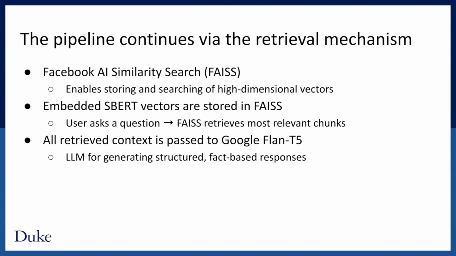And once FAISS retrieves the relevant text chunks, you have to actually generate the response. And this is done with the Google FLAN-T5 LLM, which is fine-tuned for generating structured, fact-based responses. So it takes the curated context and formulates a response that is pretty coherent and informative. Although, as we'll see, it's not always perfect.